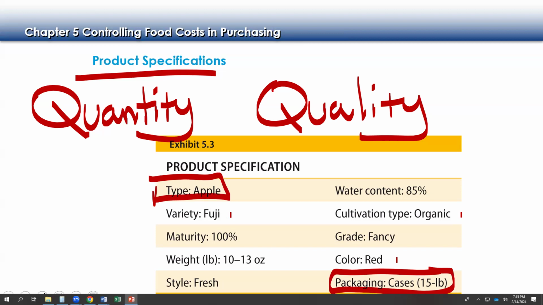Variety, what are some different varieties? We have Fuji up here. What are some different varieties of apples? Gala, McIntosh, Granny Smith, Red Delicious, Yellow Delicious, all these different types, and they all have different water content and different levels of tartness. Can we substitute? What's the best apple to use for apple pies? Granny Smith. If you didn't know that, now you know.